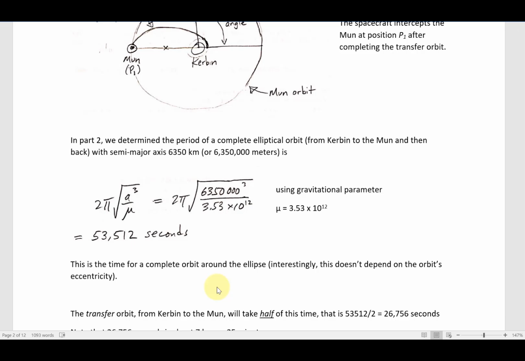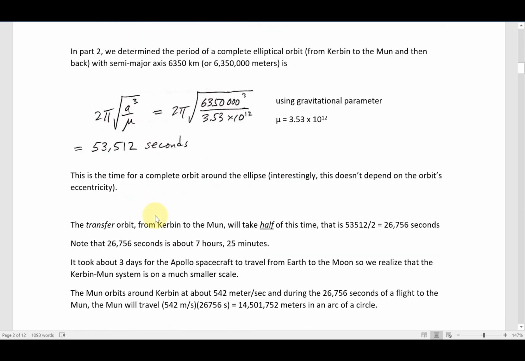And interesting, it doesn't depend on the eccentricity, right? The eccentricity doesn't figure into the calculation. So the transfer orbit from Kerbal to the Mun will take half of this time. That is 53,512 divided by 2, or 26,756 seconds. And 26,756 seconds is about 7 hours 25 minutes. We can look for that in the game to see if our orbit's expected to be about 7.5 hours. Our transfer orbit to the Mun is about 7.5 hours.